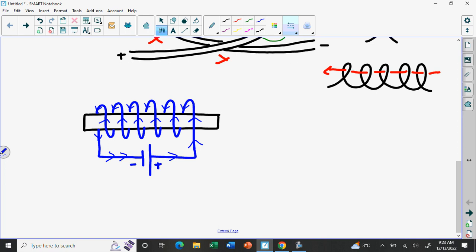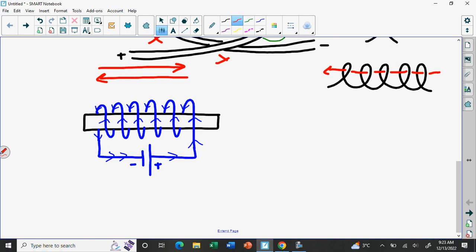Now, what I want to do is figure out, we know that the magnetic field inside this coil is going through the middle of the coil, but we don't really know if it's going this way or if it's going this way. There's two different ways it could go. We know it's going to go one of those two ways. So what we do is we take our right hand, and this time we kind of reverse the meaning of our fingers and our thumb.